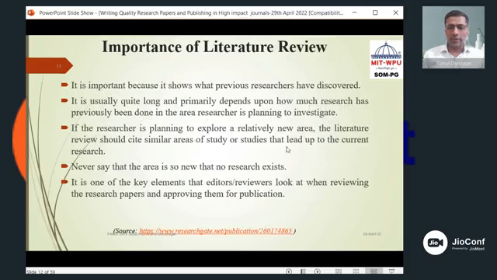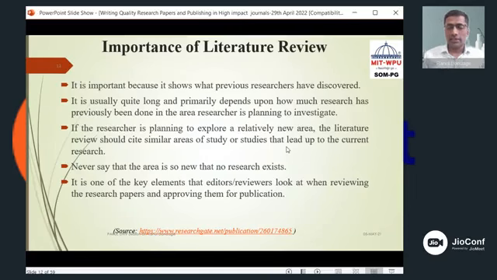So importance of literature review, if we talk about, this is important because it indicates what other researchers have discovered. It is normally quite long. It depends upon how much research has been previously done in that area. If your area is one in which there is a lot of research, always going on for many years, you will find a lot of research material and literature available in that domain.